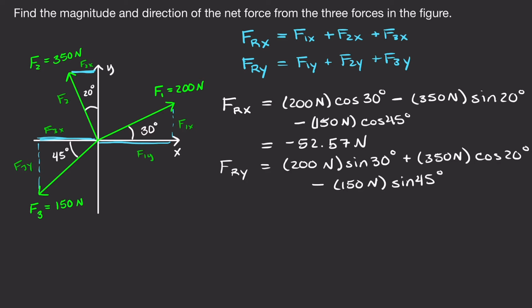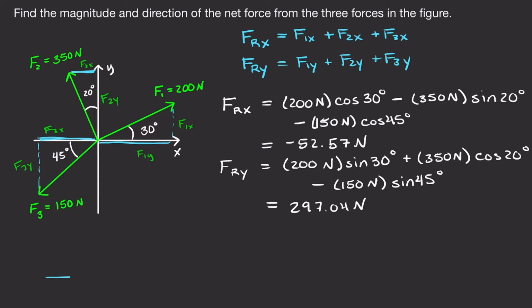I'm sorry, that should be on this side, F2y. Okay, so now we punch this in and we get 297.04 newtons. I'm leaving a few decimal places because I still need to find the magnitude and direction of my resultant force.